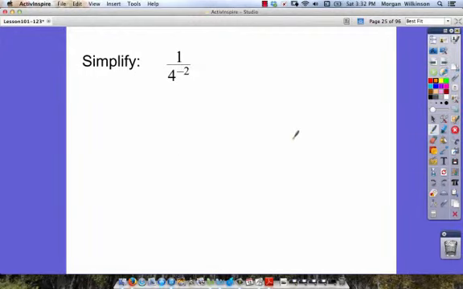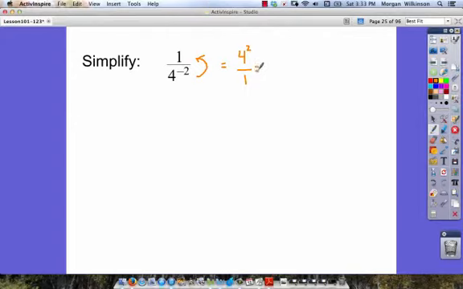Here we want to simplify 1 over 4 to the negative second power. Now whenever we have negative powers, we want to make them positive. So we're going to do exactly the opposite of what we see with that power. If we want to make negative 2 a positive, we're going to have to bring it to the opposite side of our fraction, which here would be the numerator. So instead of 1 over 4 to the negative second, we're going to say 4 to the second. And 4 to the second is the same thing as 4 to the second over 1.